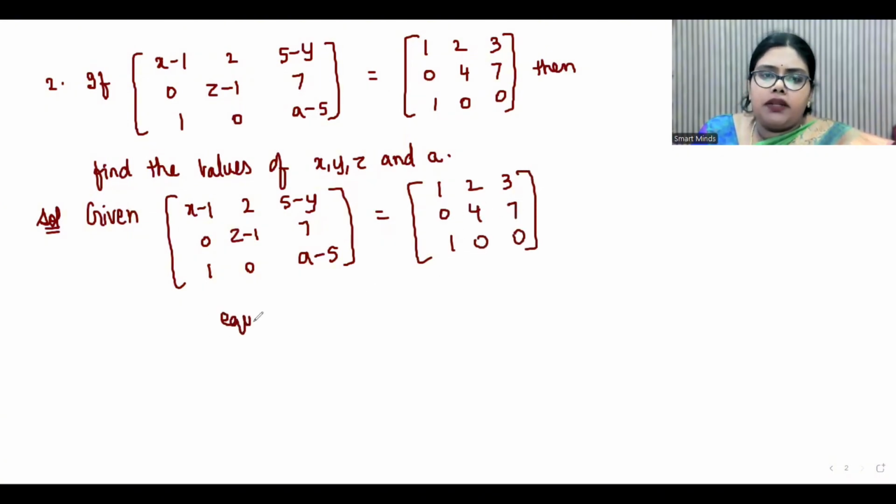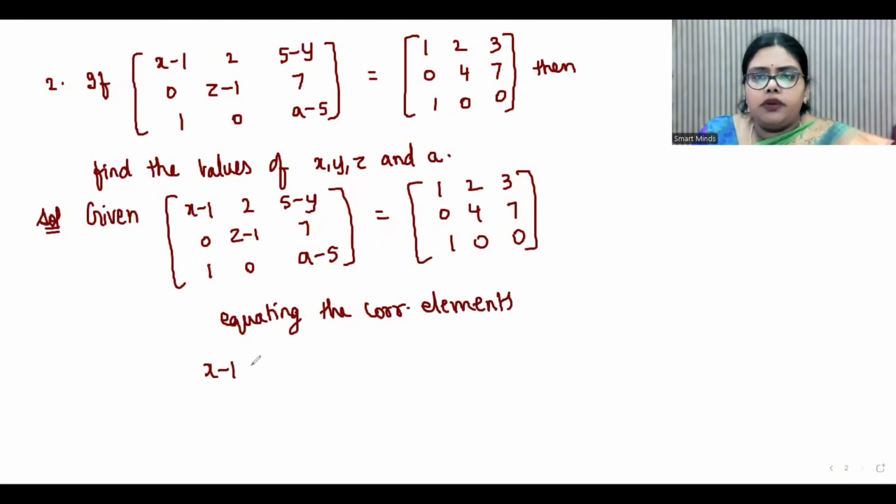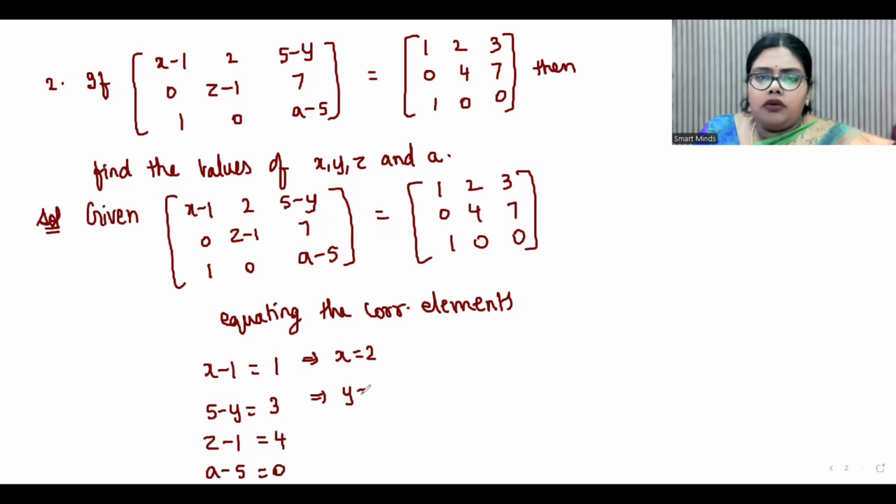Now we can equate the corresponding elements. So equating the corresponding elements. So x minus 1, you equate it to 1. 5 minus y, you equate it to 3. z minus 1, you equate it to 4. And a minus 5, you equate it to 0. So you will get x value as 2, y value as 2, z value as 5 and a value as 5.